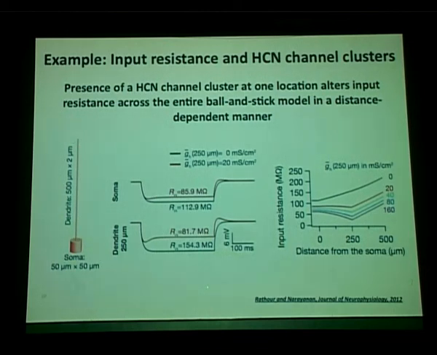You don't have any other ion channels sitting over there. So you place a single cluster of H conductance, HCN channels, at one location at 250 micron, which is halfway through this dendritic structure that you see over here.